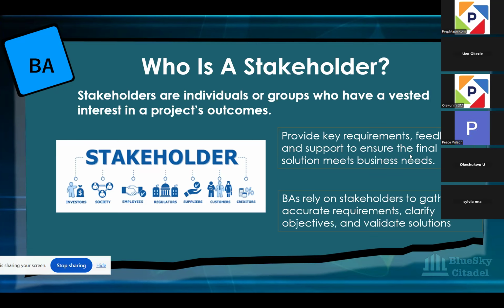As BAs, we rely on stakeholders. They're the ones that give us the accurate requirements. We can go back to them to clarify. Maybe two people are saying different things. We'll just go like, okay, can I confirm what the overall consensus is before we move forward?